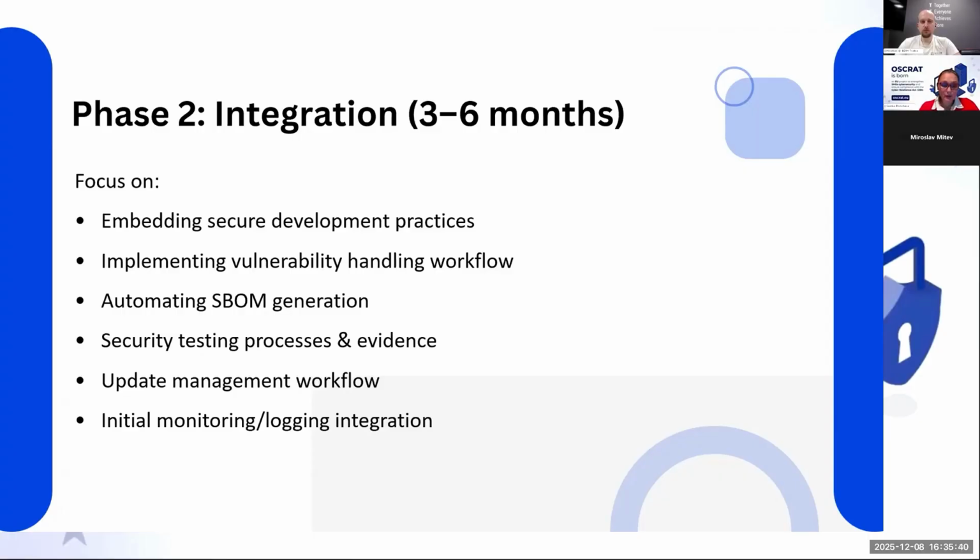Phase 2 is where CRA becomes part of the daily workflow. Here we embed secure development practices, implement vulnerability handling, and automate software bill of materials creation. We introduce consistent security testing and strengthen monitoring and update processes. This phase turns theory into operational reality.